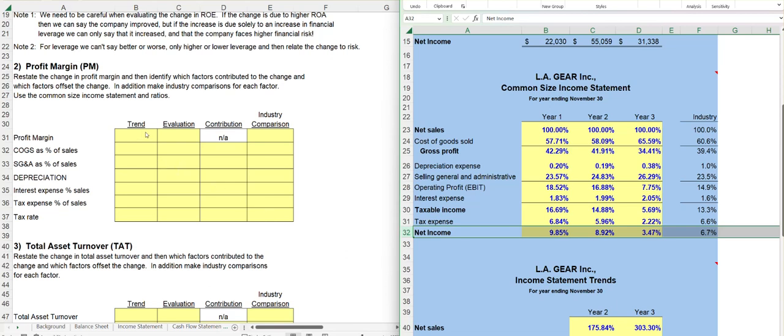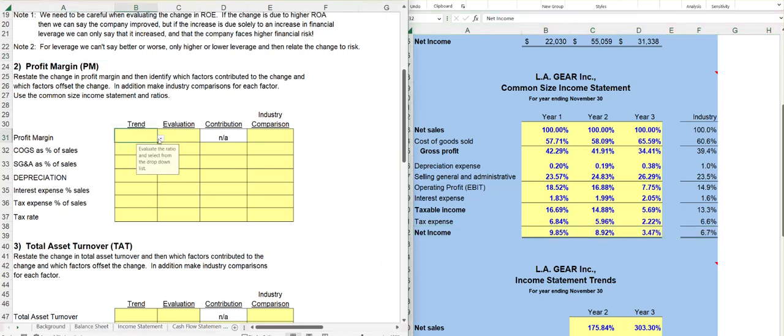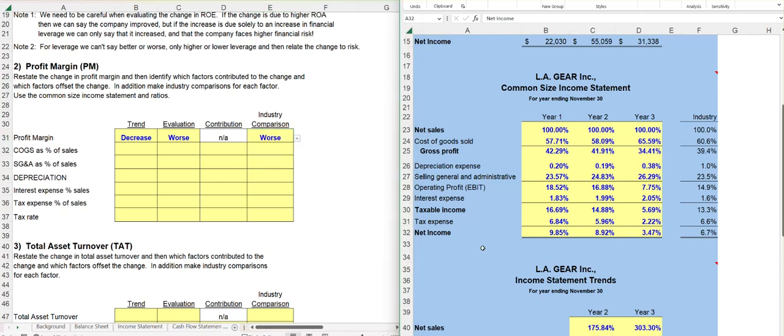Overall, the trend has done what? It went from 9.8% down to 3.47%. It has decreased, which is worse, and we are now lower or worse than the industry average. The next step is to identify which factors caused our profit margin to go down. So that's simply going to be the items where our costs increased faster than our sales.